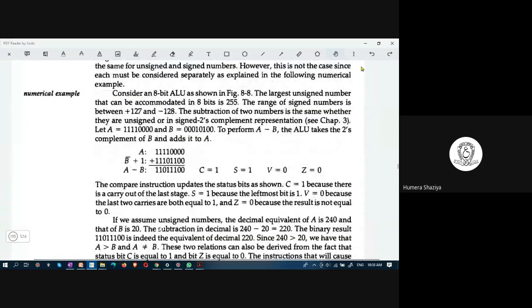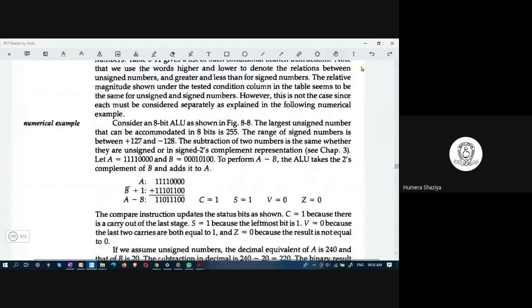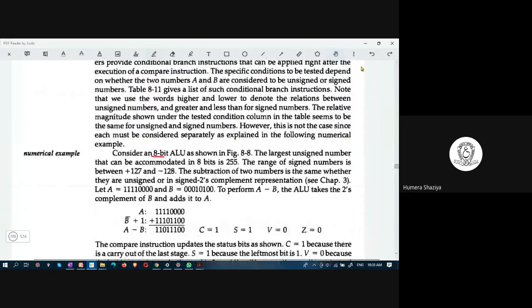There is one numerical example given here. Consider an 8-bit ALU shown in figure. The largest unsigned number that can be accommodated in 8 bits is 255. Will you tell me, students, what is the meaning of this? How did we get this 255 value?